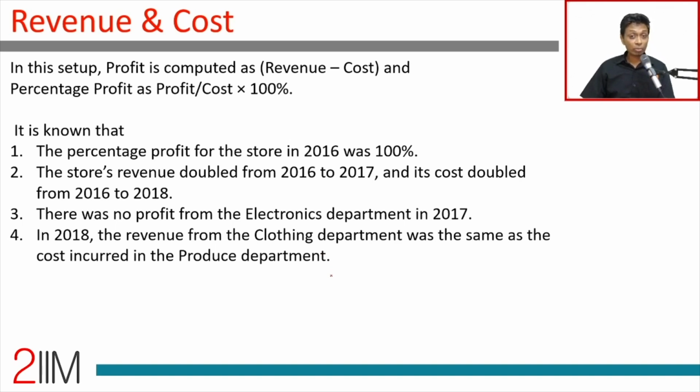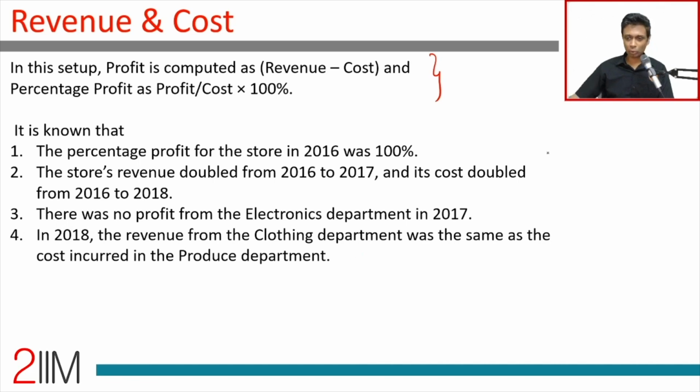Profit is computed as revenue minus cost. Yes, that's how it should be. Percentage profit is profit by cost into 100. This is very simple. Percentage profit for the store in 2016 was 100%. Revenue doubled from 16 to 17, cost doubled from 16 to 18. No profit from electronics department in 17.